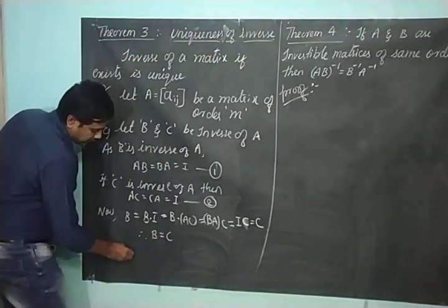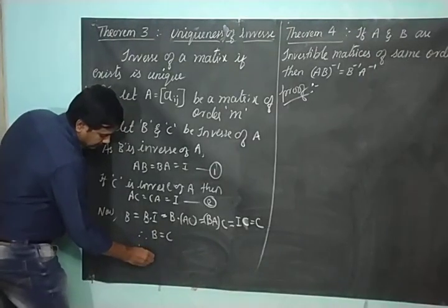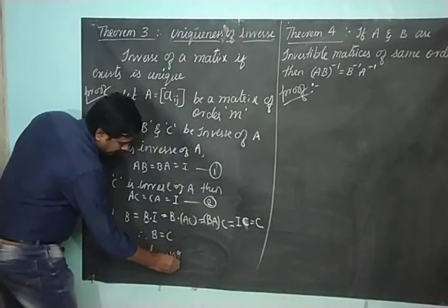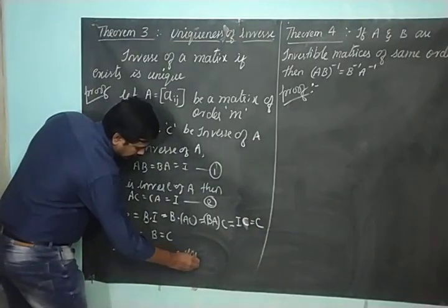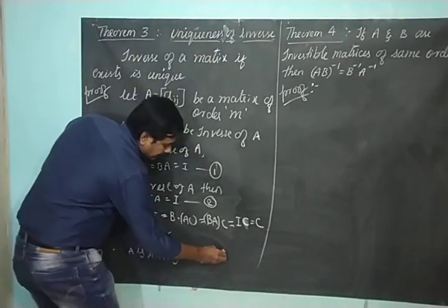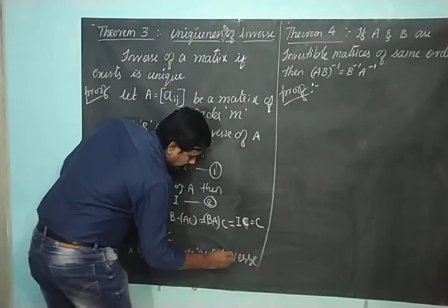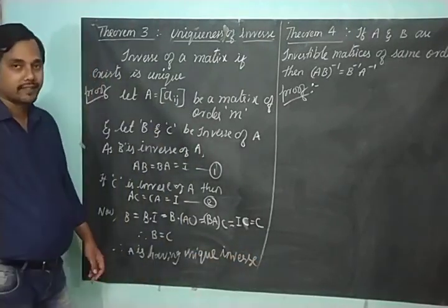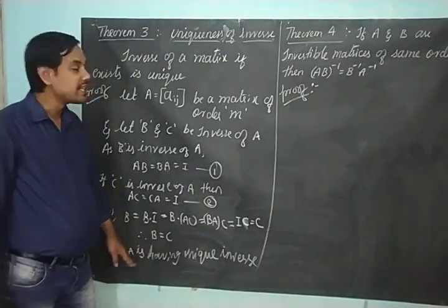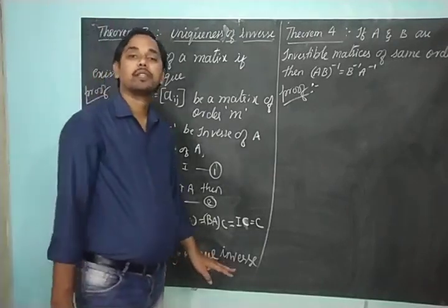Therefore A is having a unique inverse. Here we have proven that B is equal to C, so we can say that A is having only one inverse. I hope this one is clear.